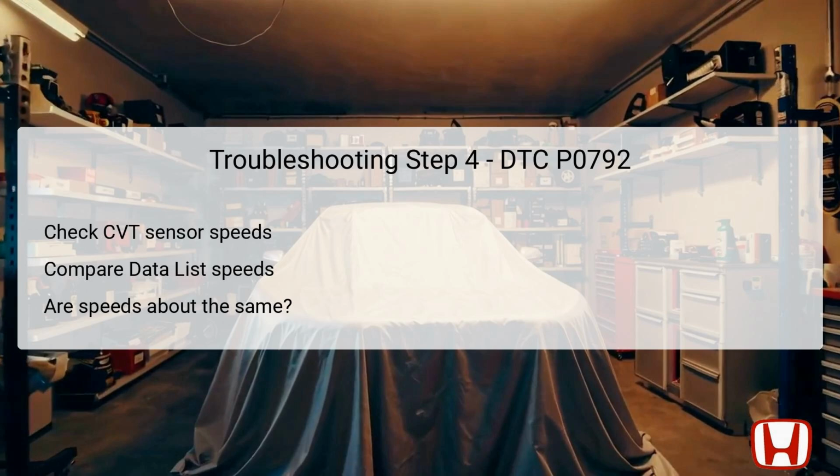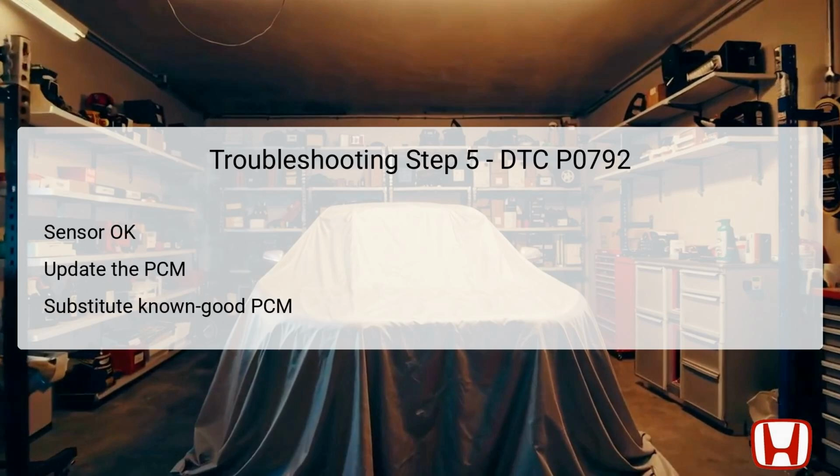When evaluating the speeds, achieve consistency among these readings to ensure that they align within expected parameters. If they are approximately the same, it signifies that the CVT drive pulley speed sensor is functioning properly. If the speeds significantly differ, this may indicate a faulty sensor requiring replacement, setting the stage for the next step in troubleshooting. When the CVT drive pulley speed sensor is determined to be functioning correctly, it is advisable to check whether the PCM or powertrain control module has the latest software installed.